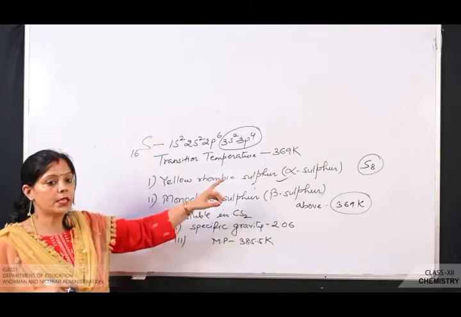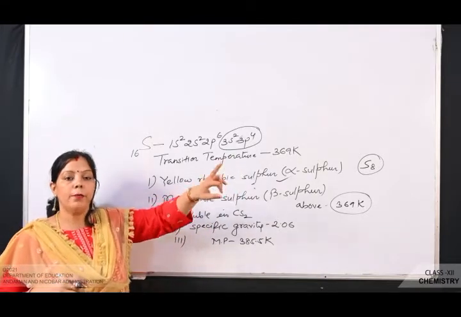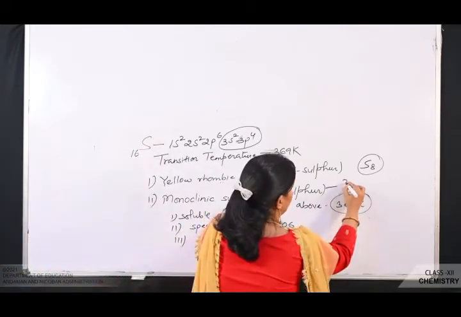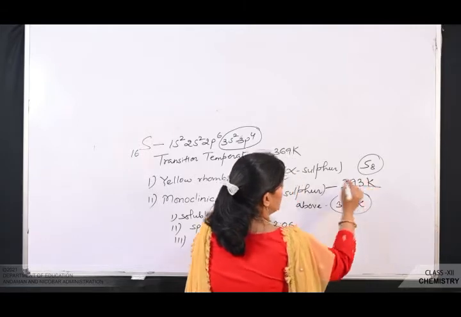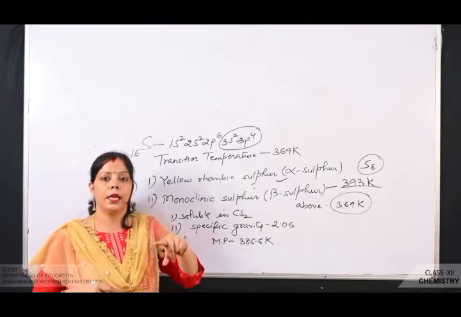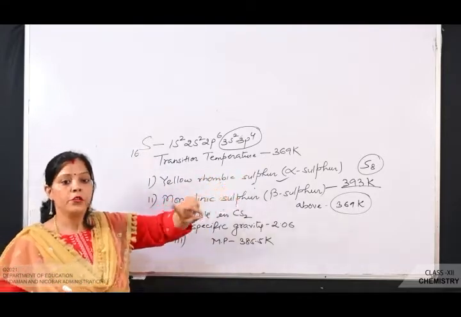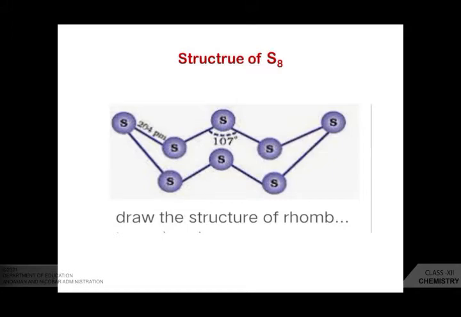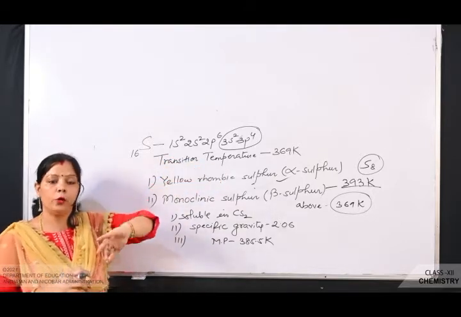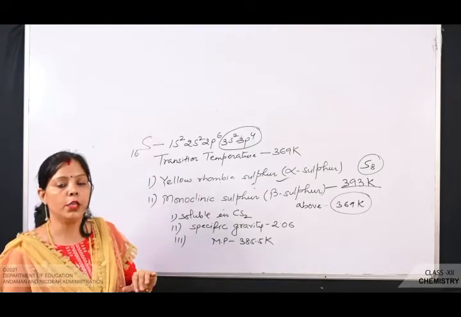Okay children, so this temperature is called the transition temperature, and the melting point of beta sulfur is 393 Kelvin. This beta sulfur is soluble in carbon disulfide, similar to alpha sulfur. Children, after that, the important structure of the sulfur molecule, you can see on the slide. It exists in the form of the S8 molecule, in which the S-S bond length is 204 picometer and the bond angle is 107 degree.